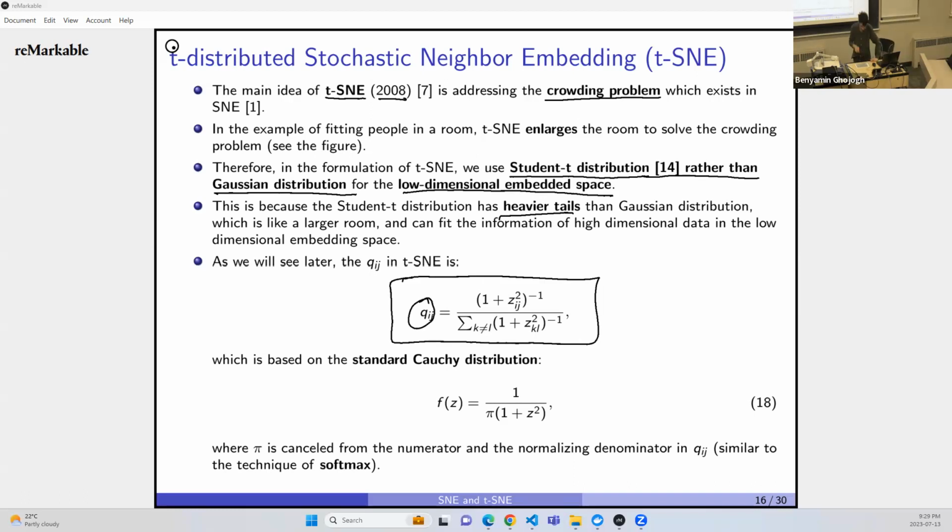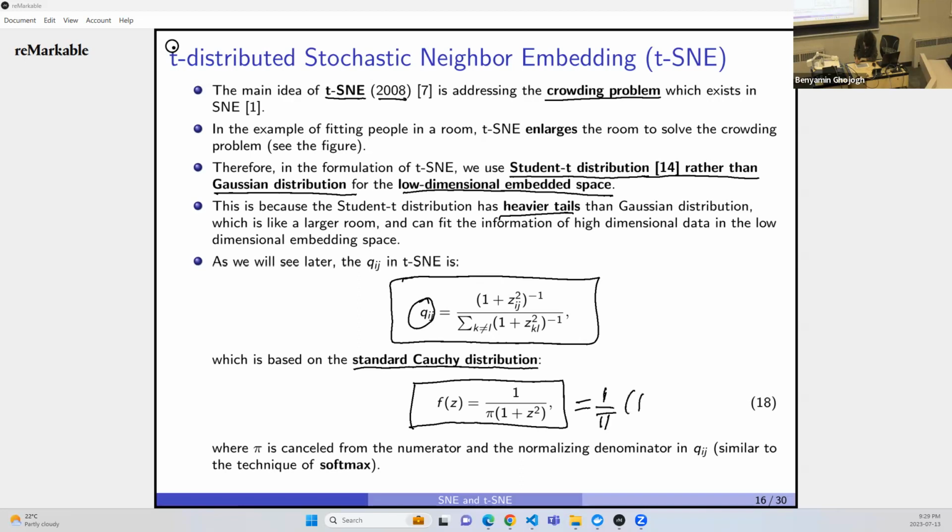This is Qij. What is this? This is a standard Cauchy distribution. Equation 18. It's a special case of a student t distribution. t-SNE uses this, which is a special case of a student t distribution. And what is that? You can write it in this way, right?